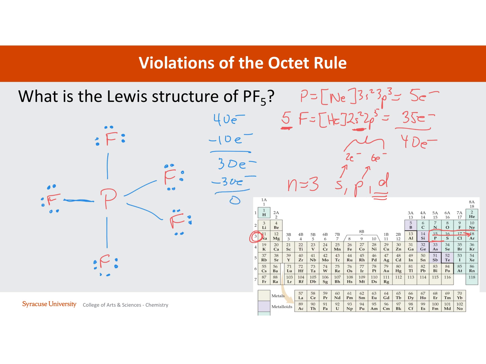If I take a look at the central phosphorus, it has 1, 2, 3, 4, 5, 6, 7, 8, 9, 10. So the central phosphorus has 10 electrons in its outer shell. That's more than 8. That's more than the octet allows for. But that's fine, because phosphorus has access to d orbitals. So phosphorus can violate the octet rule.